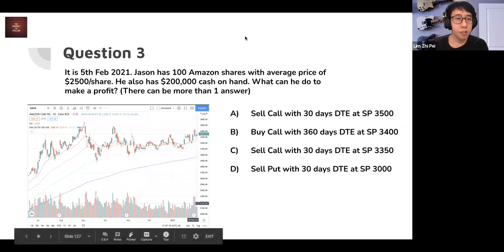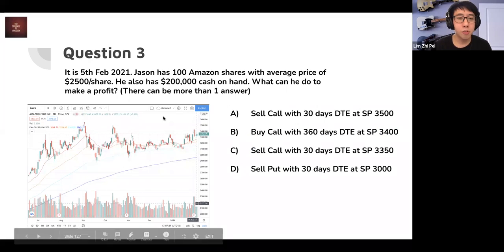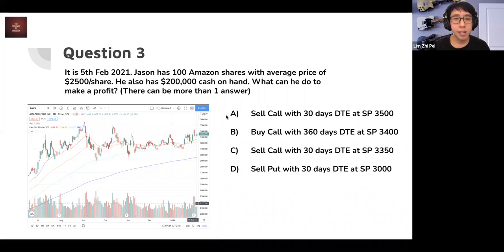So question 3, it is 5th February. Jason has 100 Amazon shares with an average price of 2,500 per share. He also has 200,000 cash on hand. What can he do to make a profit?